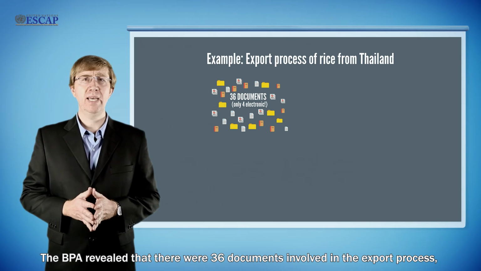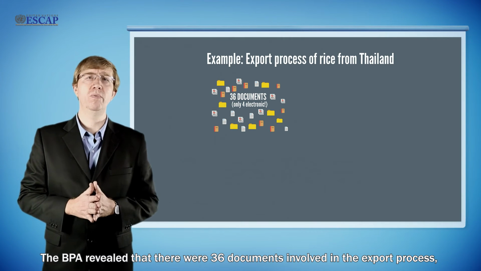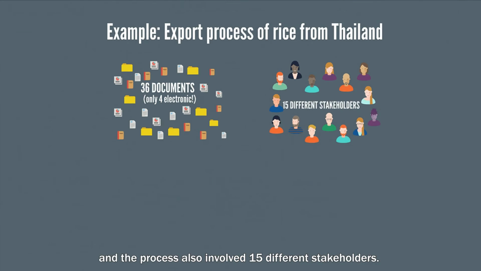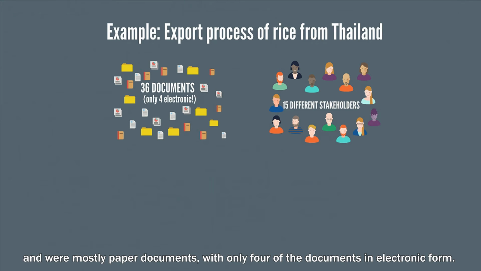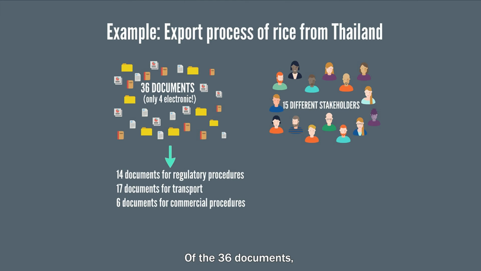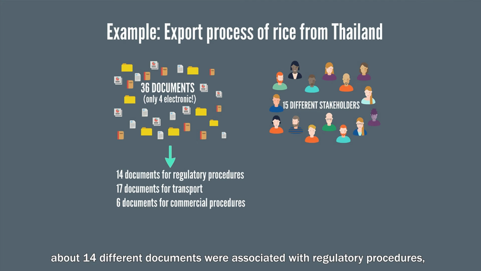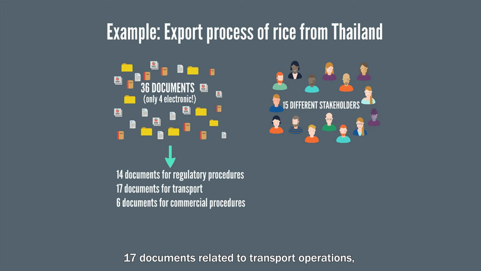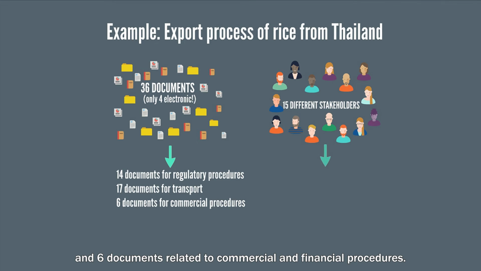The BPA revealed that there were 36 documents involved in the export process, and the process also involved 15 different stakeholders. The documents contained more than 1,140 different data elements and were mostly paper documents, with only 4 of the documents in electronic form. Of the 36 documents, about 14 were associated with regulatory procedures, 17 related to transport operations, and 6 related to commercial and financial procedures.